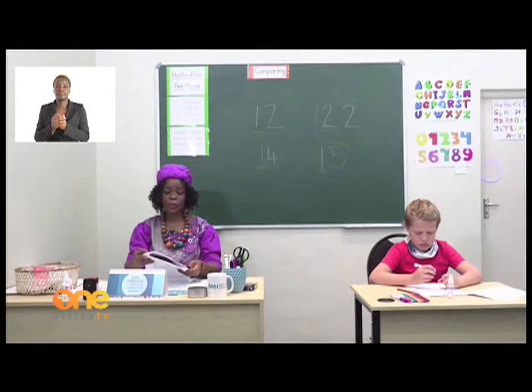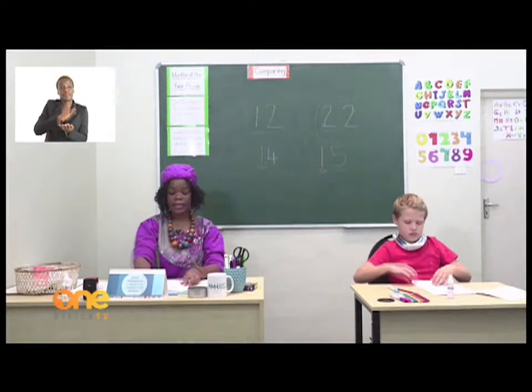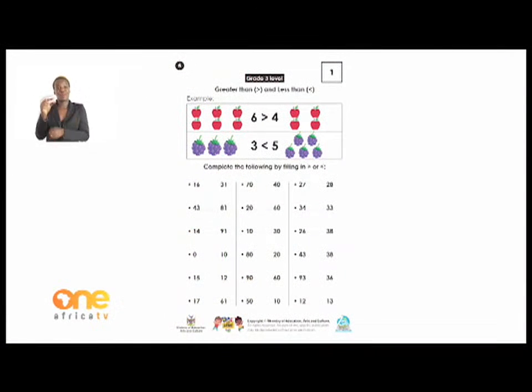Let us quickly turn to page 6. Now it's the grade 3 level, whereby we are no longer going to encircle the bigger number, but rather put in the greater than sign or the less than sign. The greater than sign simply means whenever we have to put it in, the open mouth of the sign should be eating the bigger number, saving the smaller one.